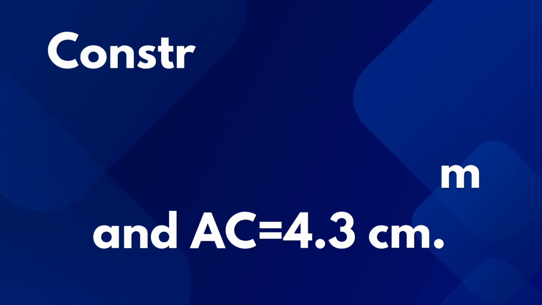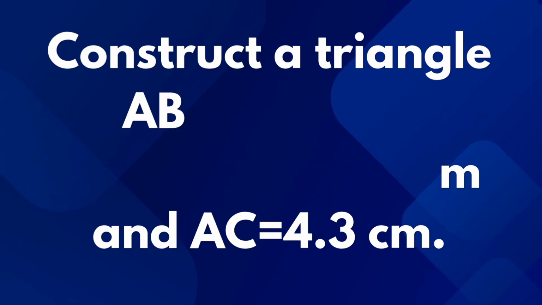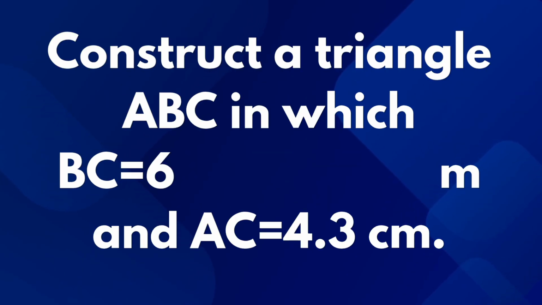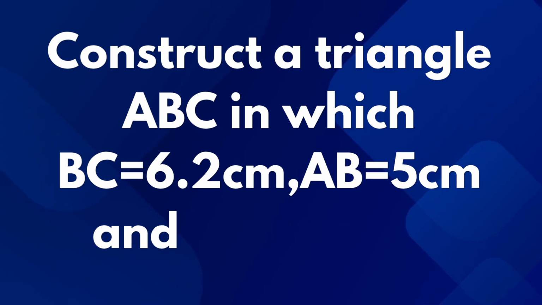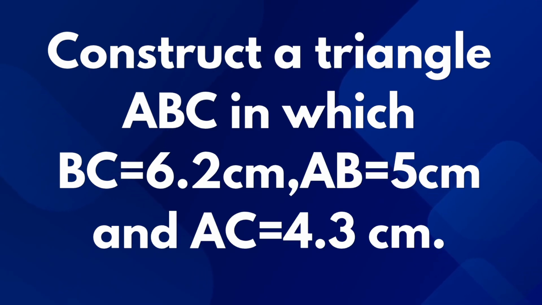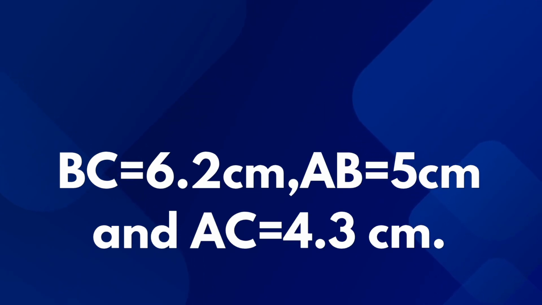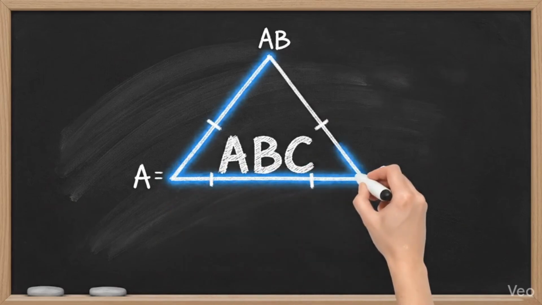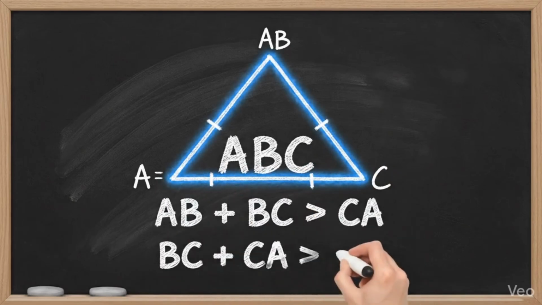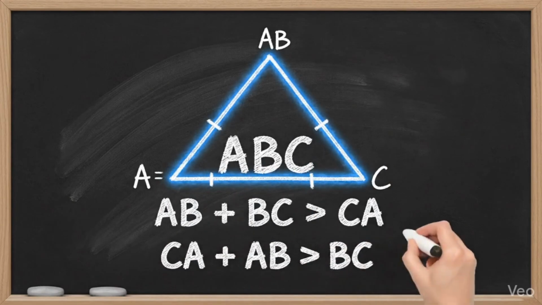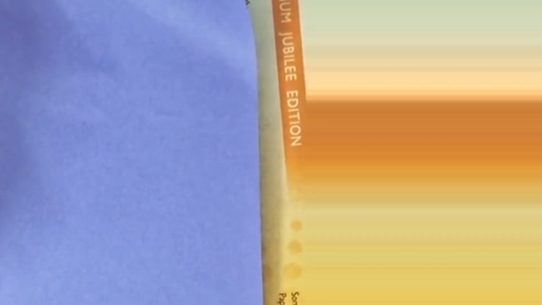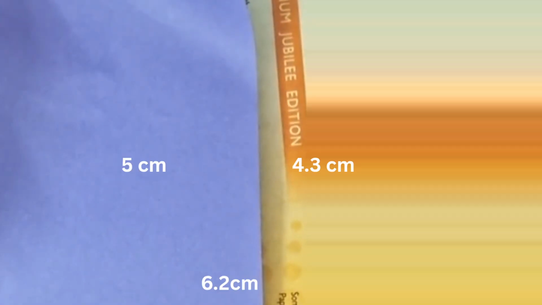Now, we construct a triangle ABC in which side BC equals 6.2 cm, AB equals 5 cm, and AC equals 4.3 cm. First of all, we draw a rough sketch of triangle ABC. Here, side AB is 5 cm, side BC equals 6.2 cm, and side AC equals 4.3 cm.